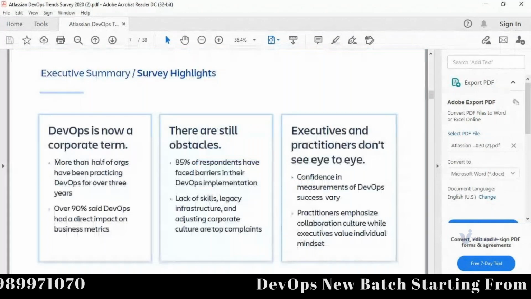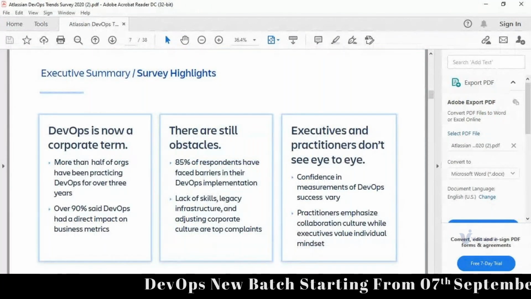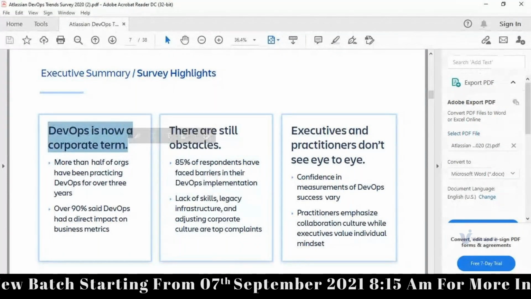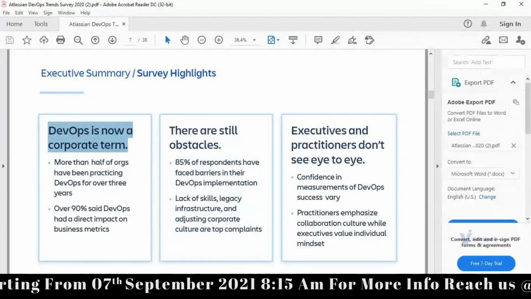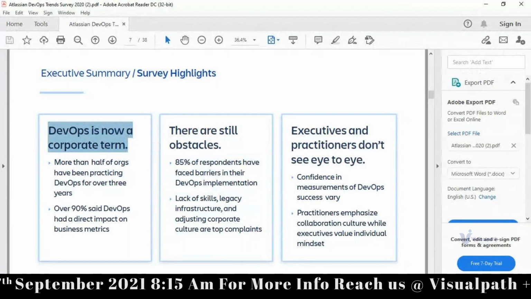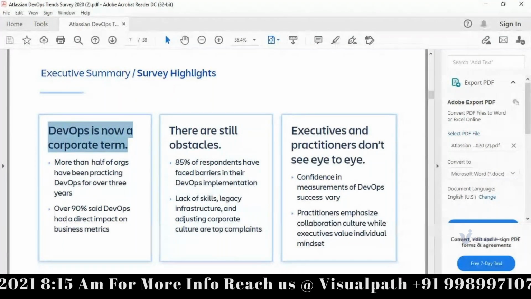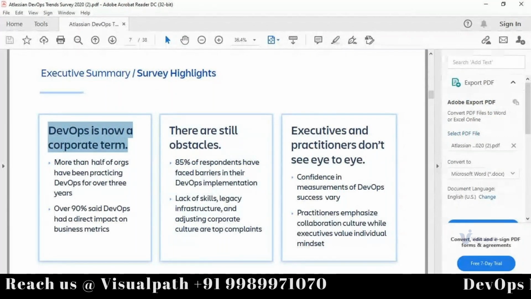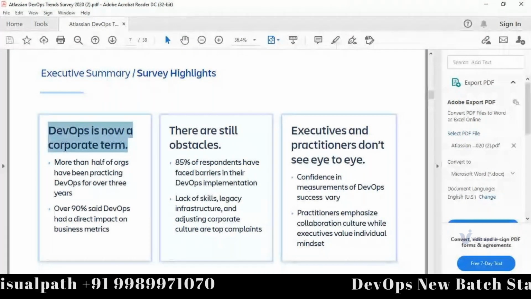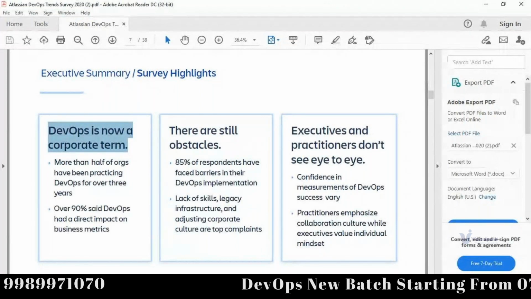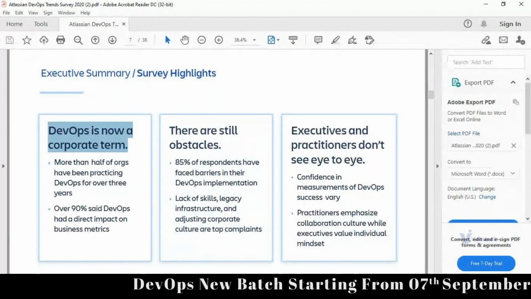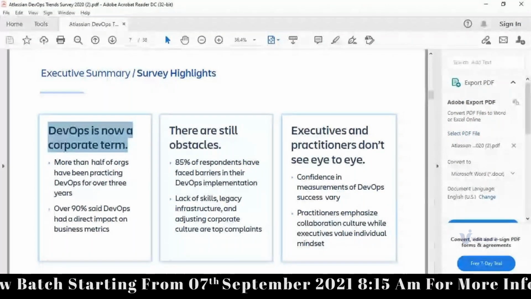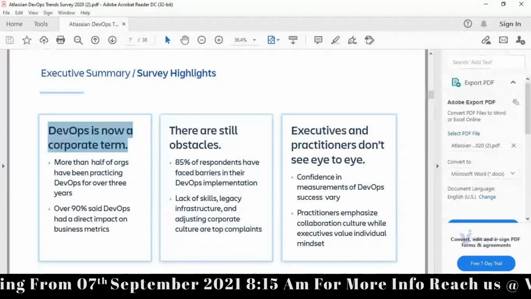So one thing I am pointing out to everyone, that DevOps is now a corporate term. Very well recognized term. It was not there. Now DevOps has been there for more than 10 years. But for a long time it was just probably a system admin who knows DevOps skills, or a developer who knows DevOps skills, or a build and release engineer who knows DevOps skills. But the actual corporate term, a designation, was not there on paper. But now DevOps is a corporate term.